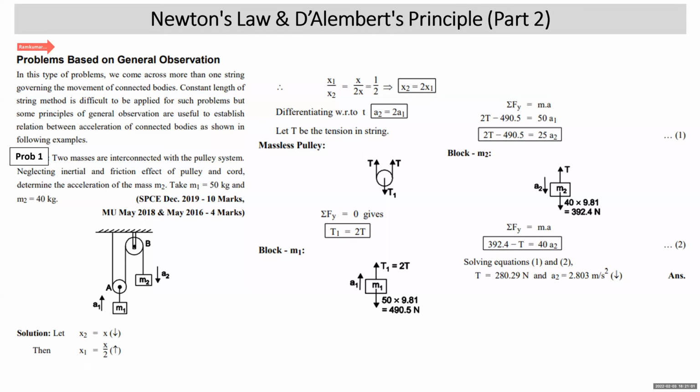Hello students, this is my second lecture on Newton's law or D'Alembert's principle. In the first lecture, we first covered the problems of single box or particle or object's motion. Then we considered the connected bodies problems. In the first type, we covered the problems where the acceleration of the two bodies are same. Then we took up a few problems which were based on the constant length of string method.